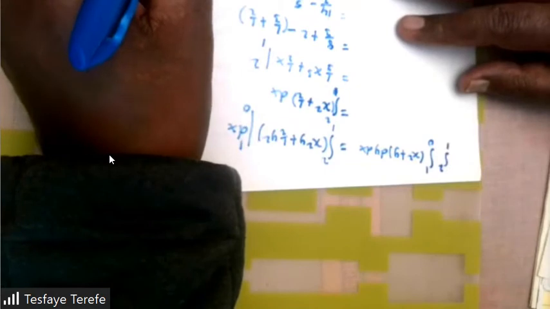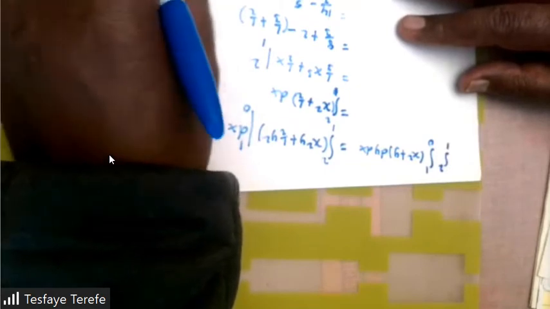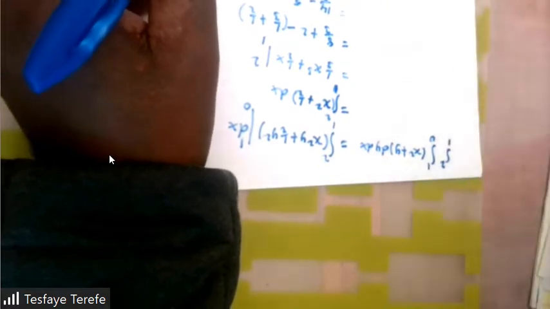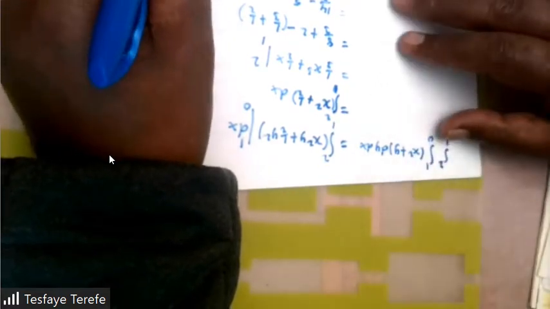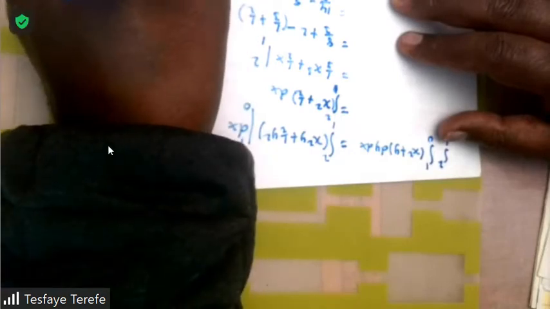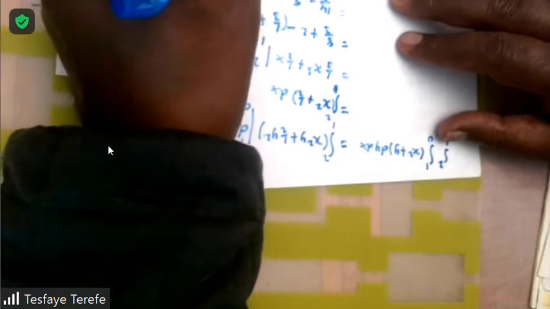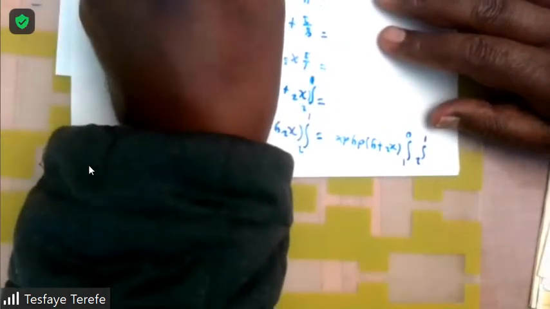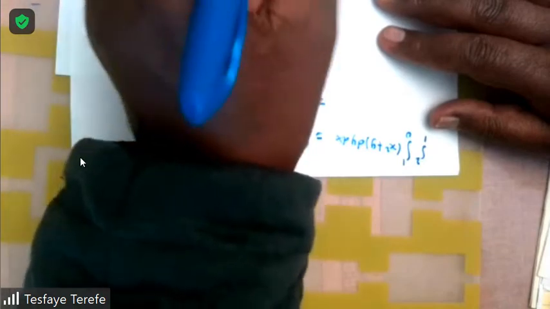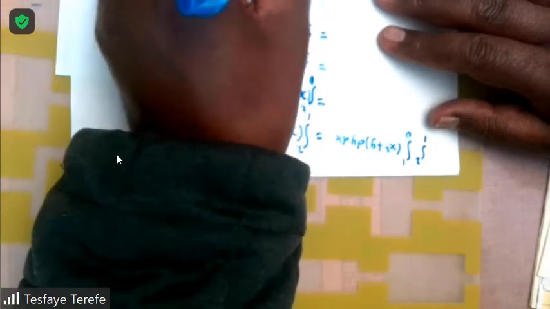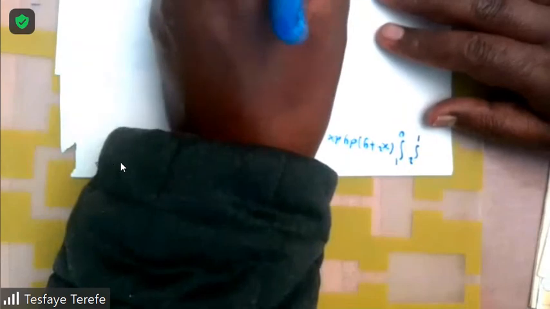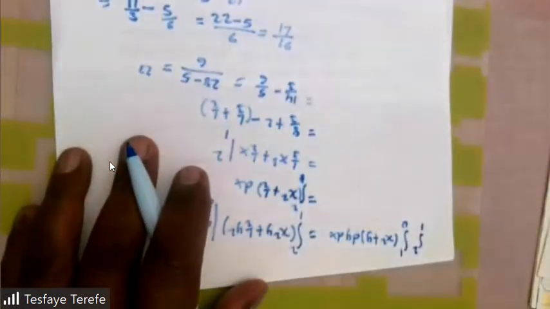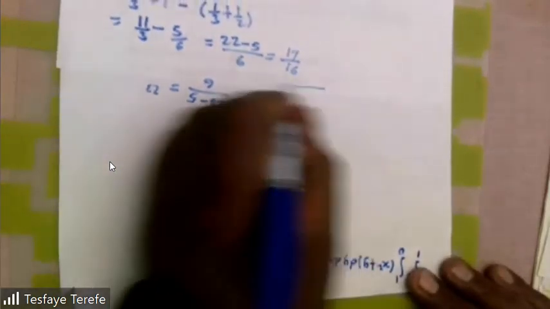All right, so 3 times 1 is 3, plus 8 is 11, minus 5 over 6, and that is actually 22 minus 5 over 6. That is 17 over 6. Like this.